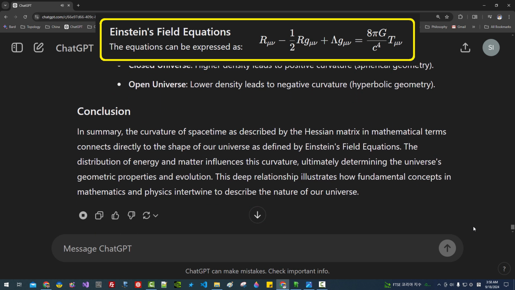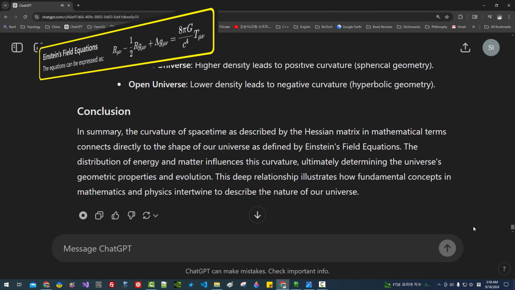Conclusion. In summary, the curvature of spacetime, as described by the Hessian matrix in mathematical terms, connects directly to the shape of our universe as defined by Einstein's field equations. The distribution of energy and matter influences this curvature, ultimately determining the universe's geometric properties and evolution. This deep relationship illustrates how fundamental concepts in mathematics and physics intertwine to describe the nature of our universe.